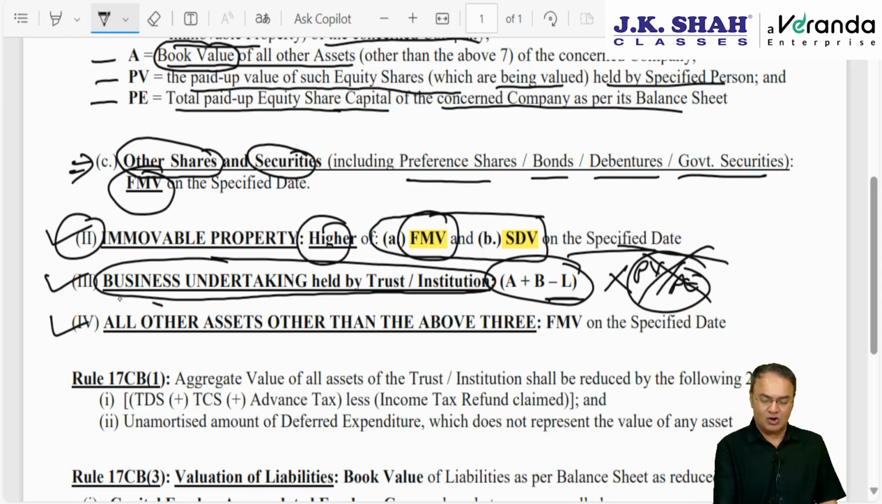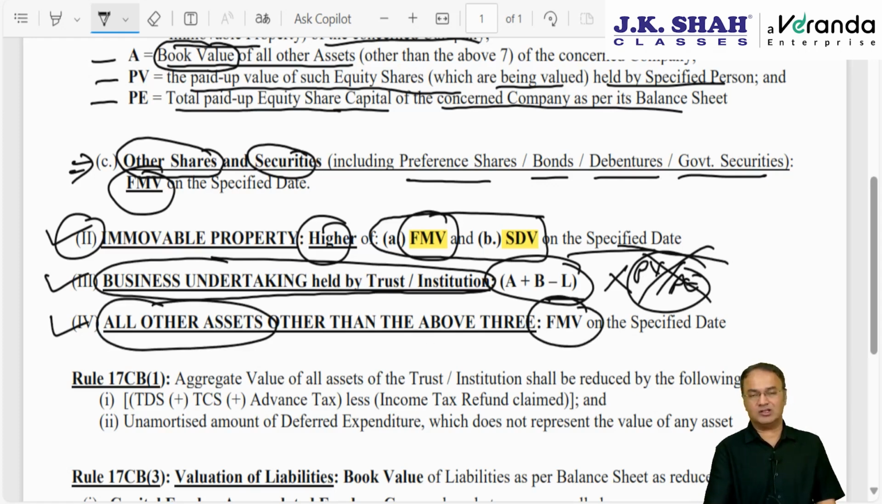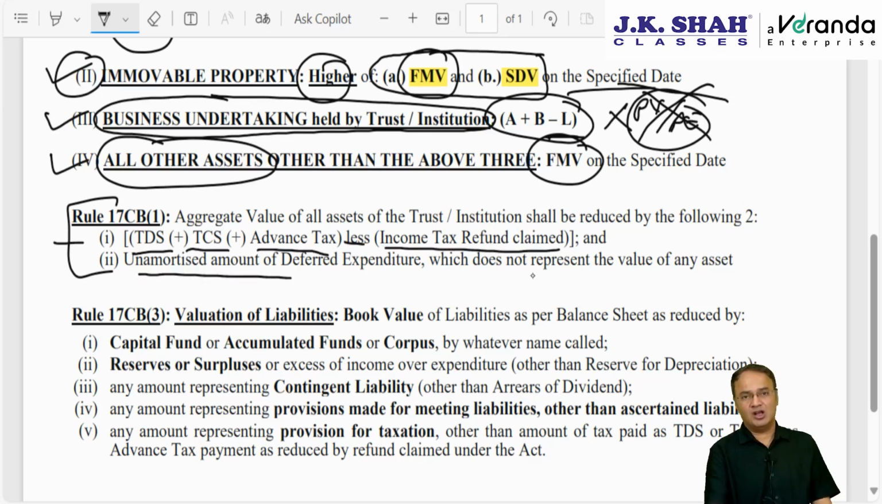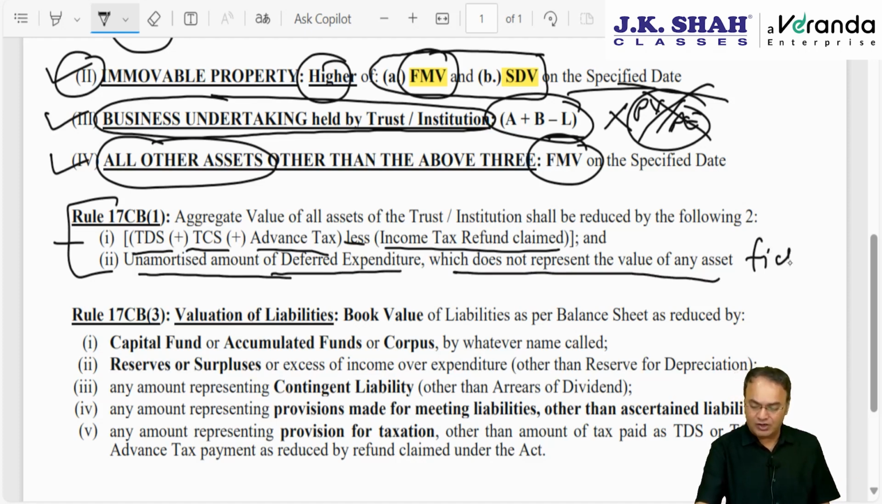Last, all other assets, take FMV, other than the above 3, nothing will fall under here. 2 assets are not to be taken into account as assets. Number 1, TDS plus TCS plus advance tax minus refund. TDS, TCS, advance tax, total of 3 minus refund claim, is unimportant. And secondly, unamortized deferred revenue expenditure, which does not represent value of any asset. This is nothing but a fictitious asset, or by whatever name you call it in accounting language.